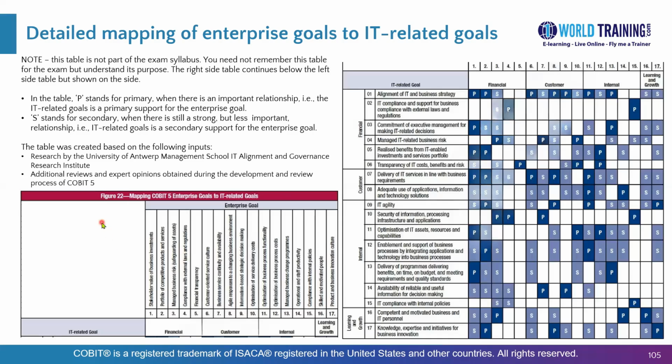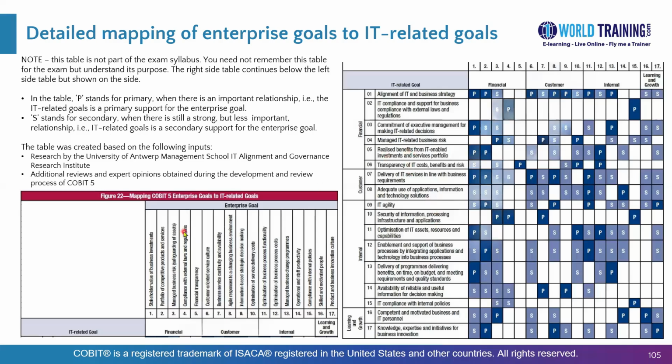Going to the left one now, the left side bottom one, we have in the leftmost column the IT-related goals. Those are the ones we can see in the right side table. In the same column, the IT-related goals, the first column, are numbered from 0, 1, 2 onwards until 17. For example, we have number 1, alignment of IT and business strategy, and so on. We did have a very quick look at this in the initial sections when we were discussing the principles, but now we have a clearer understanding to be obtained here.